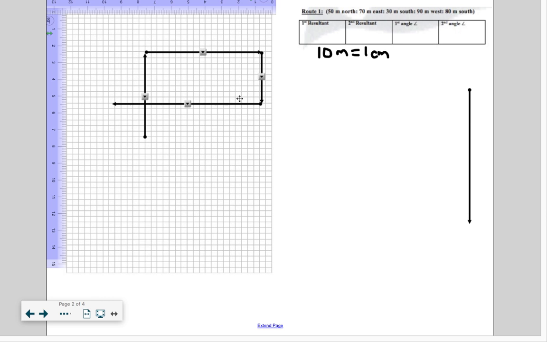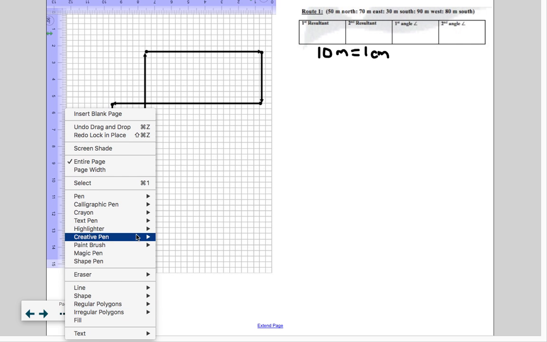Once again, you just pick a spot where you want it to start. I started from there. And then lastly, I have 80 meters south. Let's grab 80 and double check. 5 to 13, so that's 80. Okay, I'm going to place that right there. And then I would have a resultant, and my resultant is going to go from start to finish.